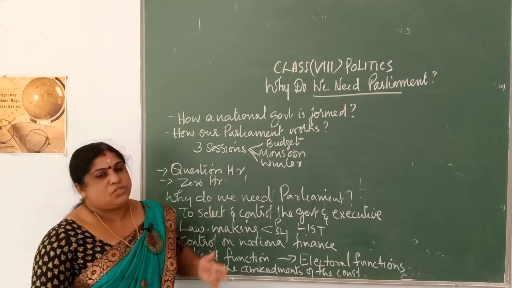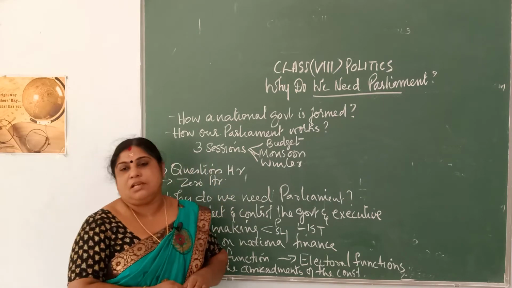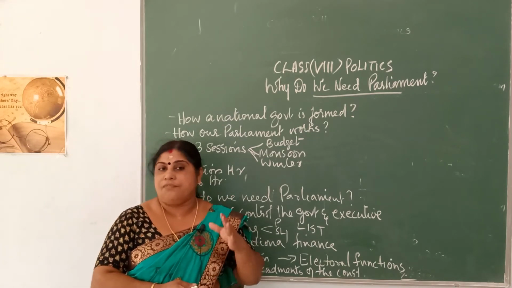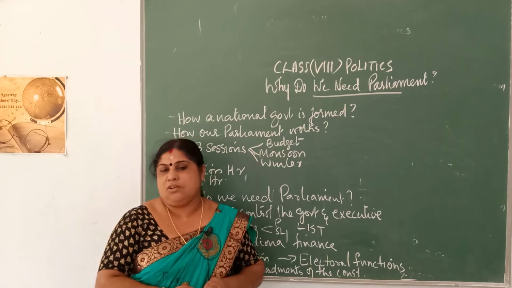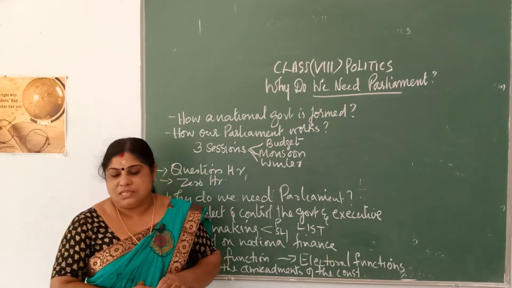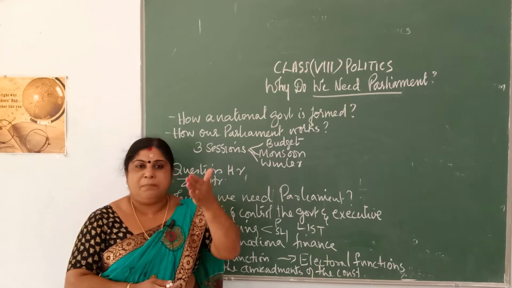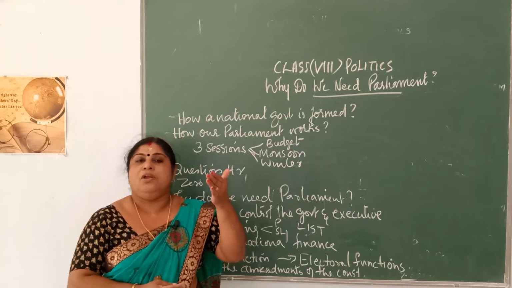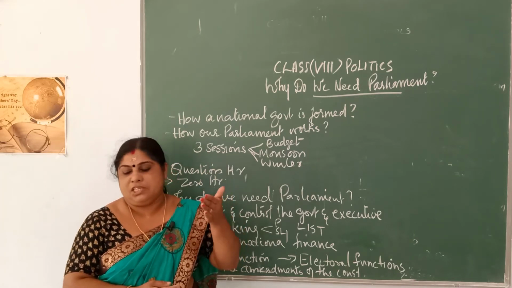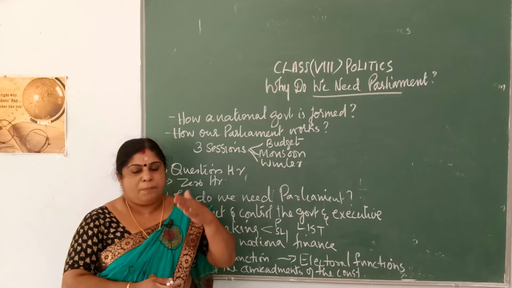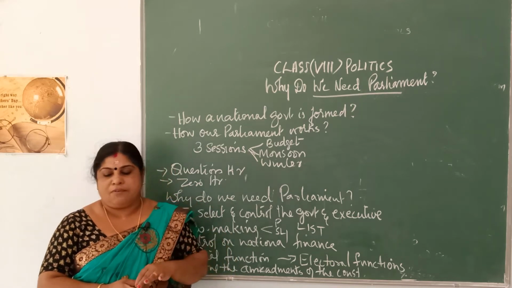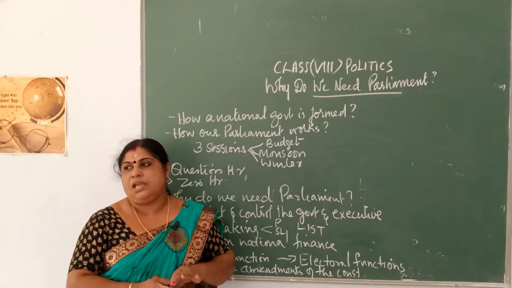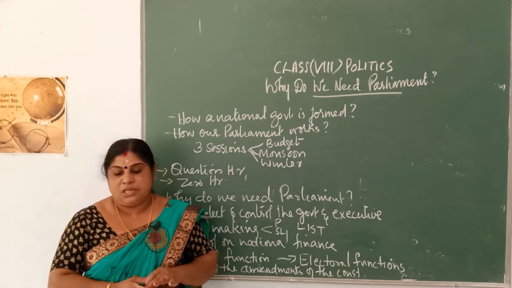Now, how is the national government formed? After conducting elections to Lok Sabha, after the election results are announced, a list of the candidates, or the list of the MPs belonging to each and every political party, is prepared. So, for a political party to form government, already you learned they must secure a majority of votes, isn't it? They have to secure majority votes in the election.